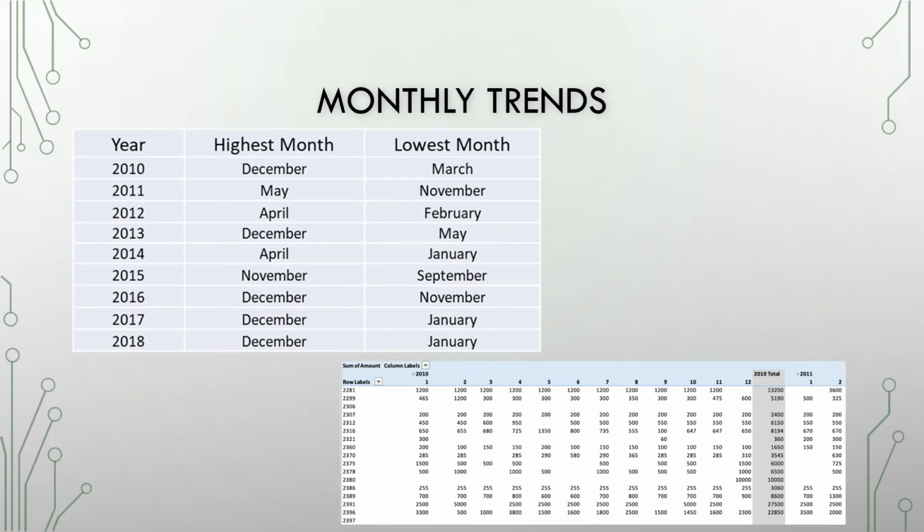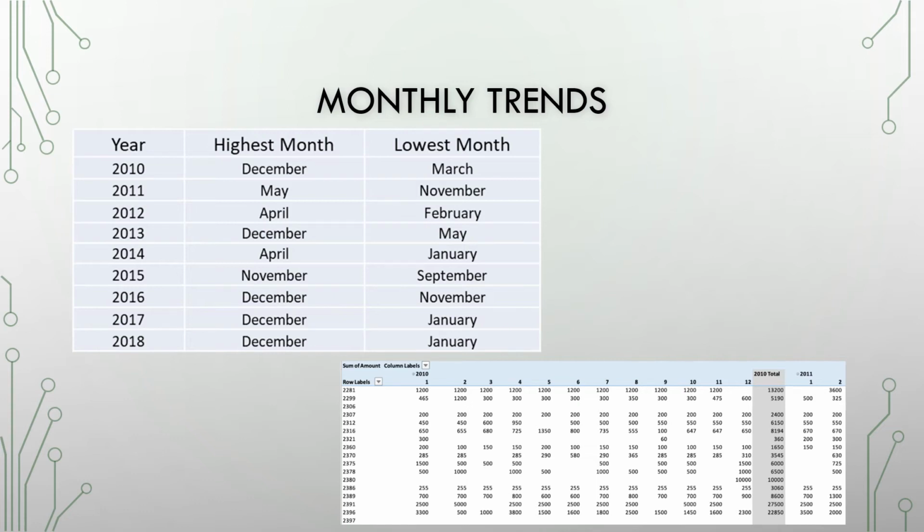The chart above shows the months with the highest and lowest donation amounts each year. Some of the trends we found were the months towards the end of the year showed higher donation amounts, including December and November. The lowest months are more spread out, but beginning months, including January, February, and March, show low donation amounts.